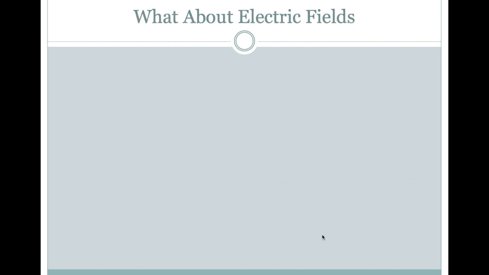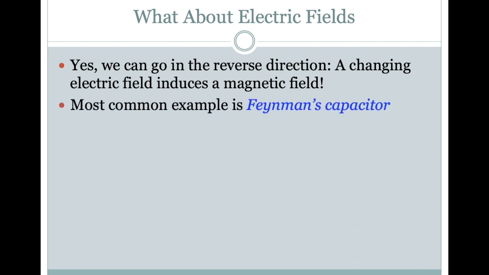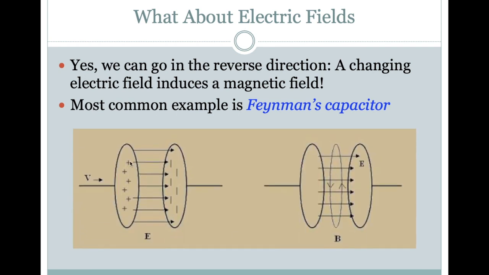What about electric fields? Yes, we can go in the reverse direction. A changing electric field does indeed induce a magnetic field. Faraday's law tells us that a changing magnetic field induces an electric field in the wire, which causes a current. In this situation, what we have is a changing electric field. The common example is attributed to Richard Feynman, and it's a capacitor.